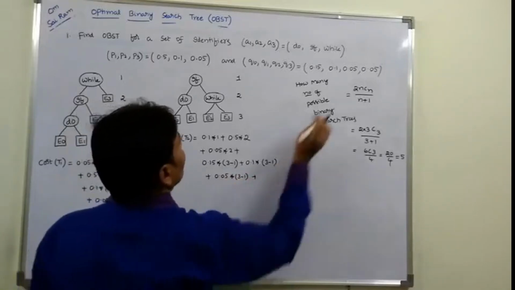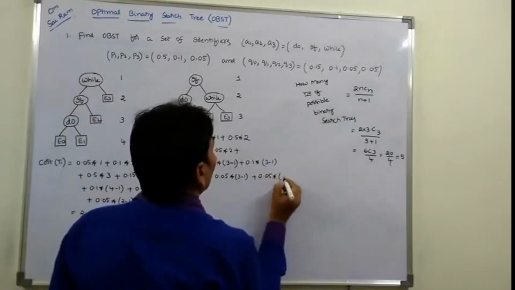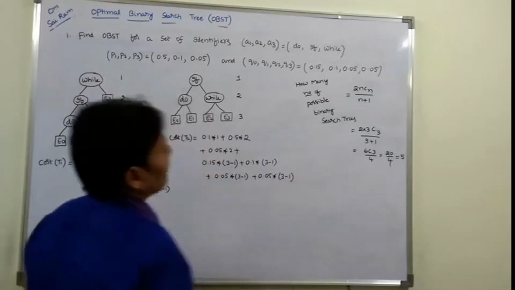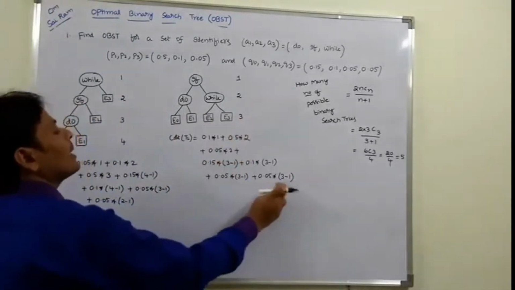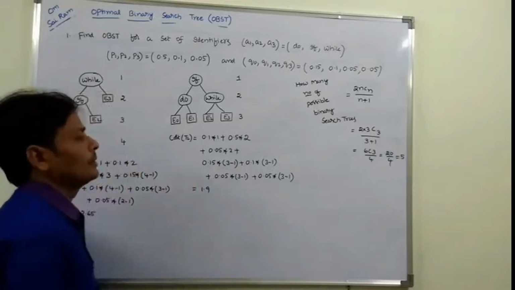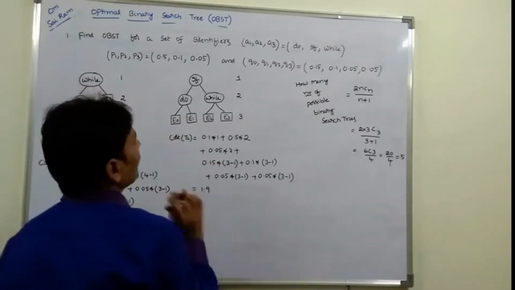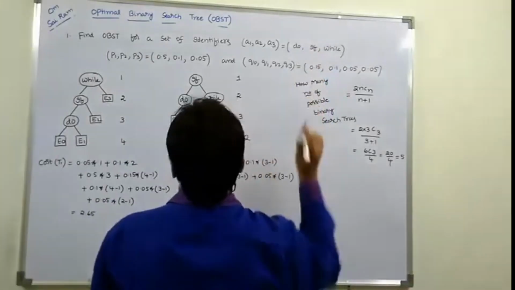Plus next, probability is 0.05 multiplied with 3 minus 1. It is at the third level, 3 minus 1. So that is equal to 1.9. So the cost of T2 is equal to 1.9. Next one is do.